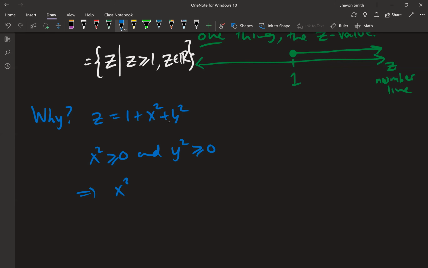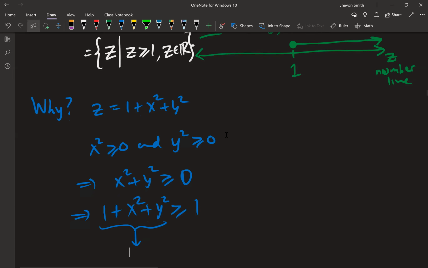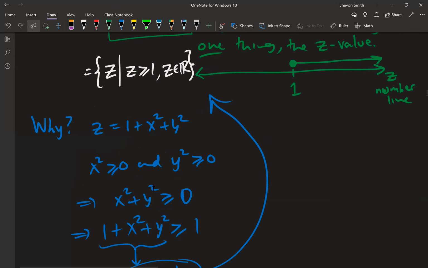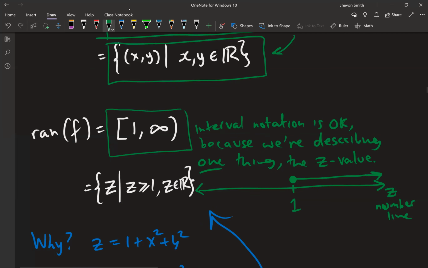This means that x squared plus y squared would be greater than or equal to 0, which means that if I add 1 to both sides, 1 plus x squared plus y squared is greater than or equal to 1. And this thing here is your z. So you're basically saying your z can be greater than or equal to 1. You figure that out, and then you go back up there and plug that in. You can use set notation if you want, but just be aware you're allowed to use interval notation for the range because your range here is describing what one variable is doing.